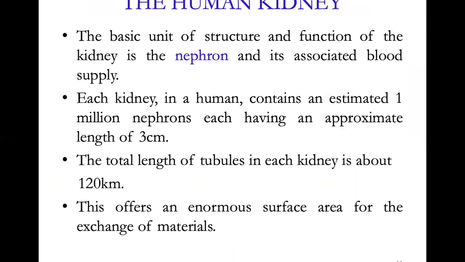The basic unit of structure and function of the kidney is the nephron. Each kidney in the human contains an estimated nearly 1 million nephrons. The size of each nephron is nearly 3 centimeters. It covers a length of nearly 120 kilometers, and therefore there is an enormous surface area for the exchange of materials.